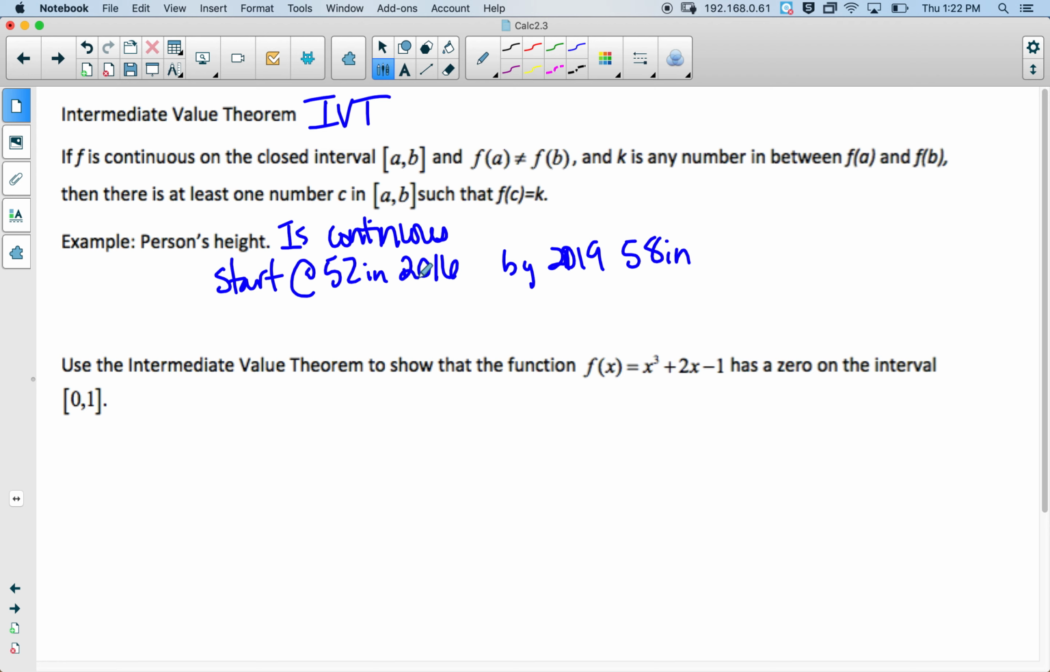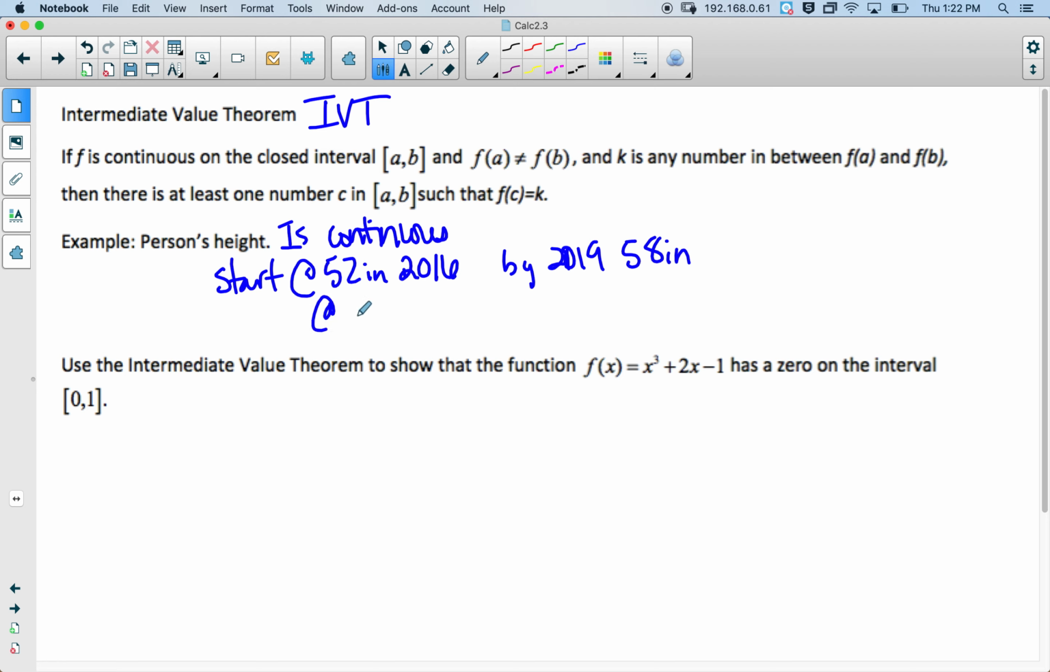So for example, were you ever 54 inches during those 3 years? Yes, you were. I forgot what I said. Did I say 54? Okay, let's say I said 54. You don't know when you were 54 inches tall, but at some point you were 54 inches tall. So this is called an existence theorem. We don't know where, we just know that it existed at some point. So this is the intermediate value theorem.